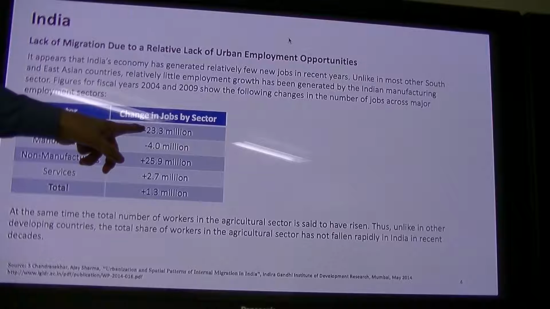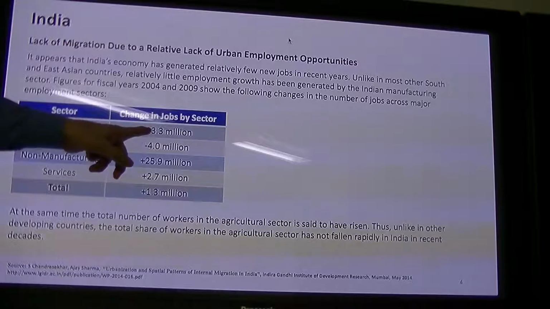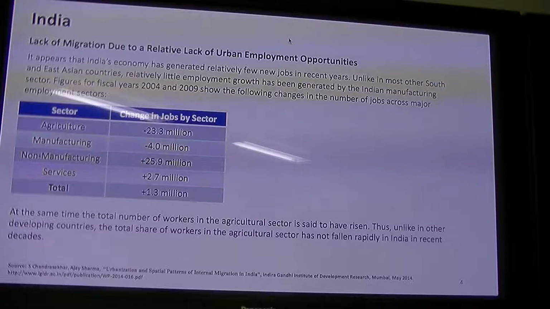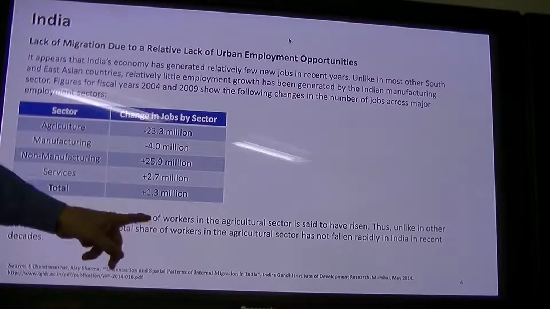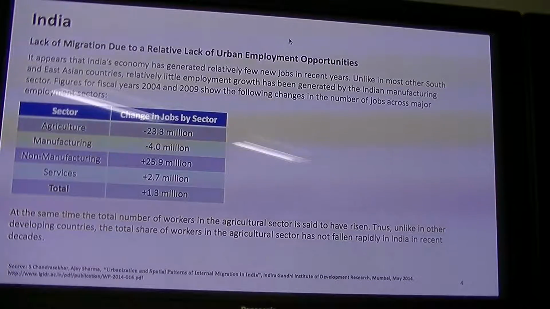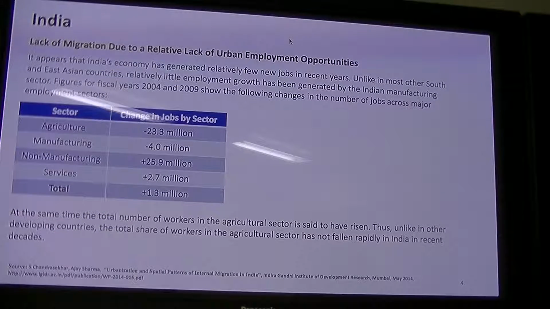There's over 700 million people living in rural areas that are mostly doing agricultural work. A loss of 23 million is not much. And they're showing a total change in jobs from 2004 to 2009 of 1.3 million. What's interesting here is that the country was actually starting to grow rapidly. So that's another curious thing: the country is growing rapidly, yet there are no new jobs. I don't know. Who knows?